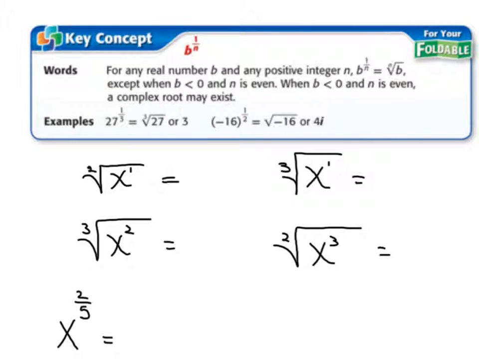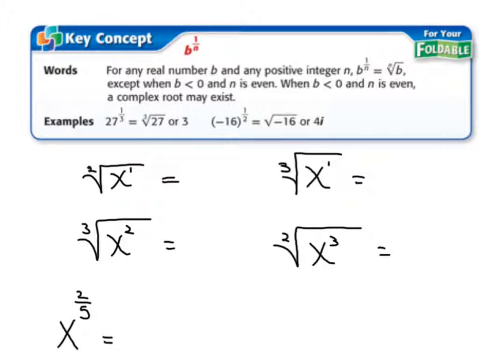And so right here it shows you that 27 to the 1/3 power is the same thing as the cube root of 27 to the first power. 27 is 3 times 3 times 3, so that would be 3. Now, if you did negative 16 to the 1/2 power, that's the same thing as taking the square root of negative 16, which is not real and is indeed 4i.